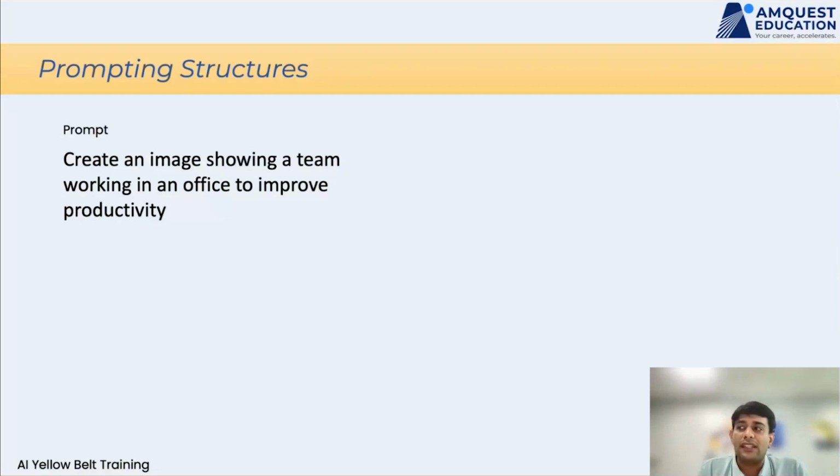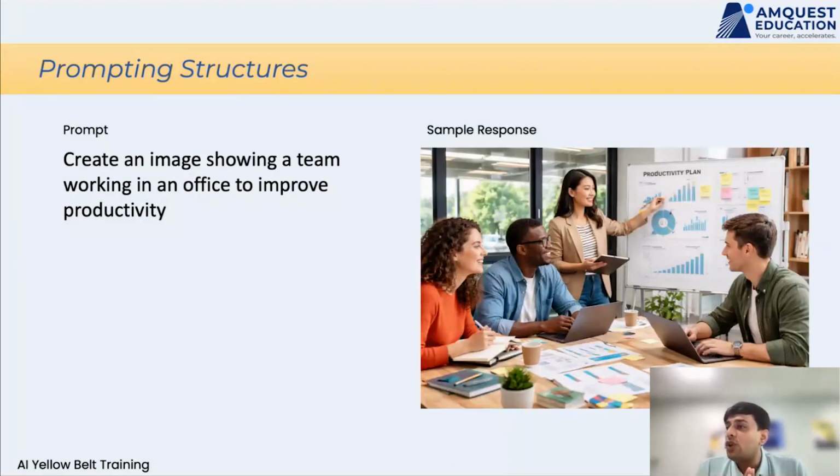Create an image showing a team working in an office to improve productivity. When I put this in my ChatGPT, this is what I got. If you got something similar, put in a yes. If you got something very different, put in a no. I have written a very simple one-liner prompt: create an image showing a team working in an office to improve their productivity. And this is the output that I have received.